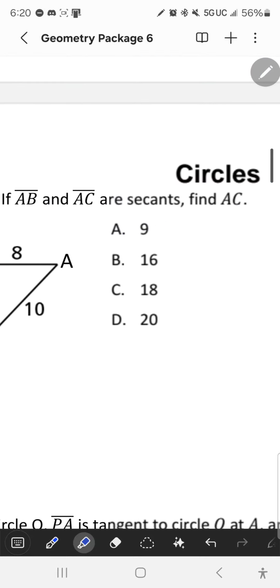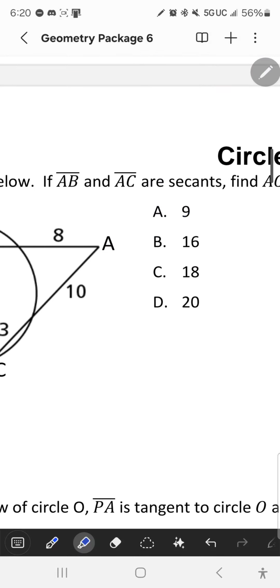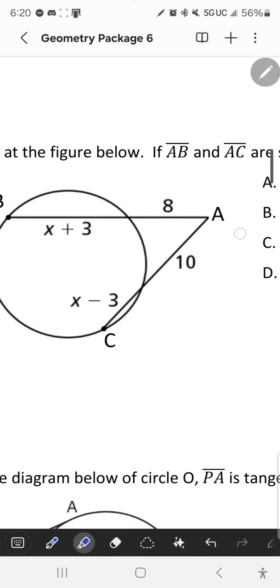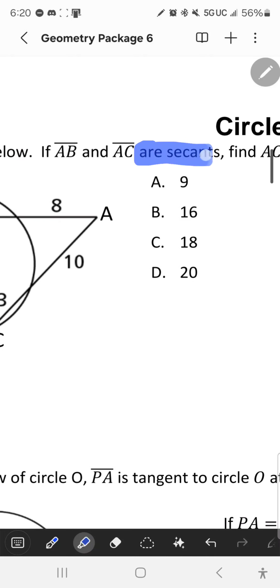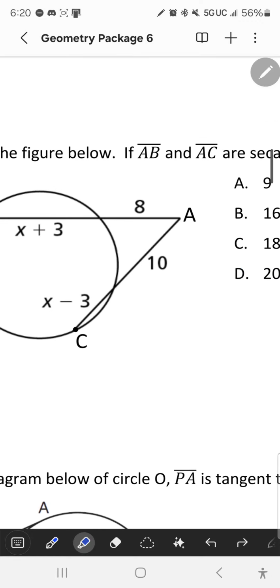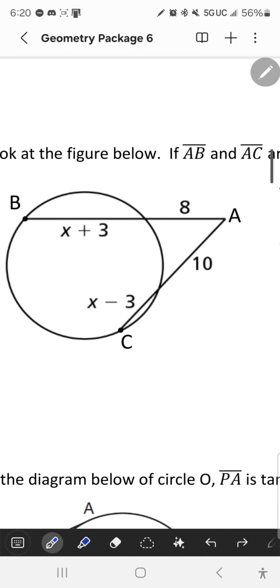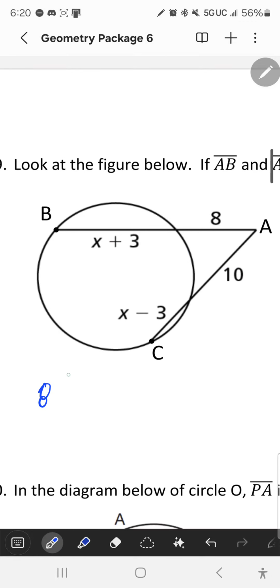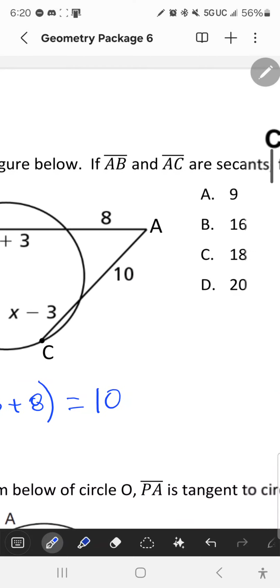Now, 19. The exact same. We just need to get the little line. You see, it says they are secant. That's the important part. So we take the little line. We say 8 times the whole thing, which is going to be 8 plus 3 plus 8, because it's the whole thing, equal 10 times the whole thing, which is 10 plus x minus 3.